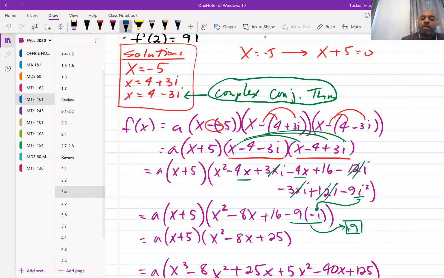All right. Don't forget that i squared is -1. So we have a +9 right here. So +9 plus 16 will give us that 25 right here, which gives us, now we have this function, x plus 5 times x squared minus 8x plus 25.